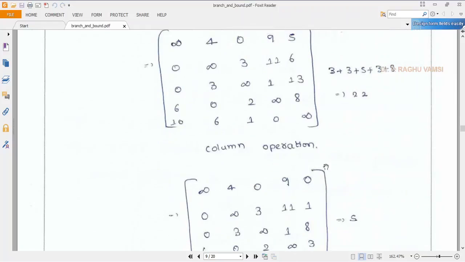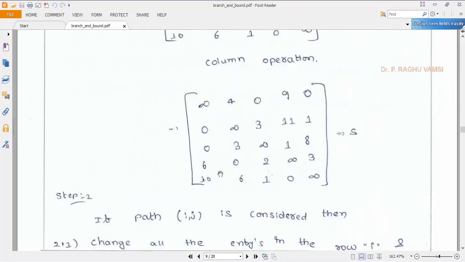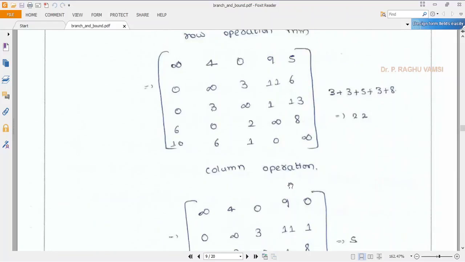Next, perform the column operation in the same way as we have done in the row operation. Take the minimum element from the column and deduct it from the remaining elements. So here only one column is having a minimum element other than 0. That is the fifth row, fifth column. So here 5 is the minimum element, and 5 will be deducted from all other elements.